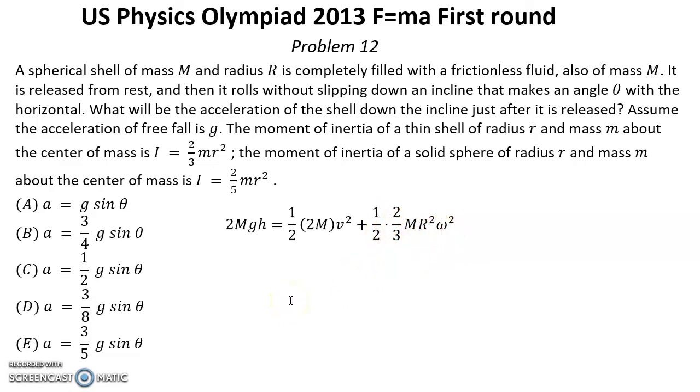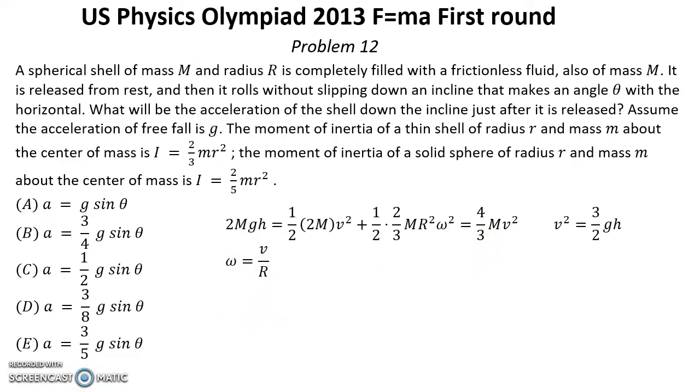But because this shell is rolling without slipping, we have omega equals v over r. And finally, the total kinetic energy equals 4/3 m v squared. And from here we can find that v squared equals 3/2 gh.